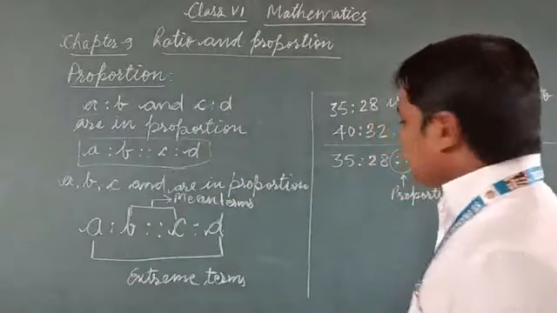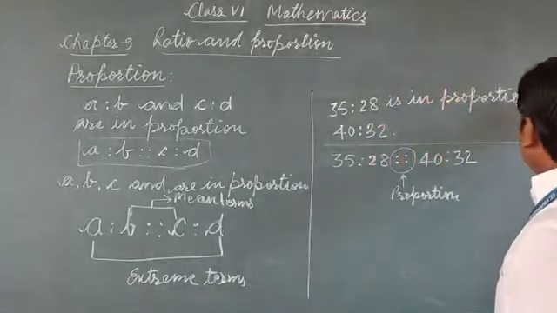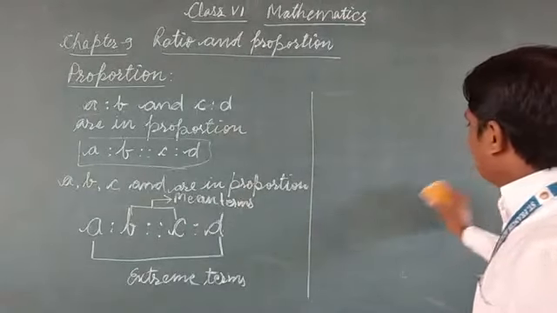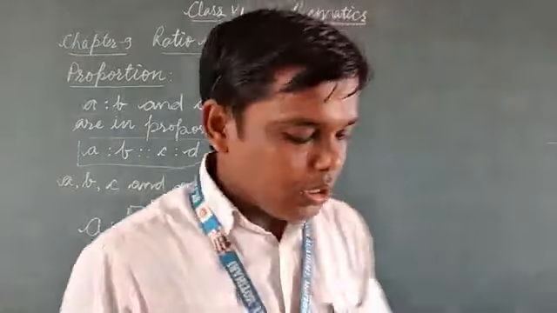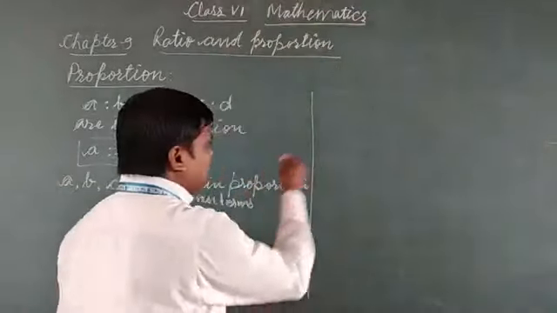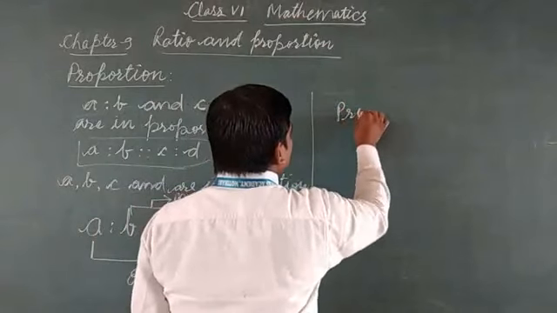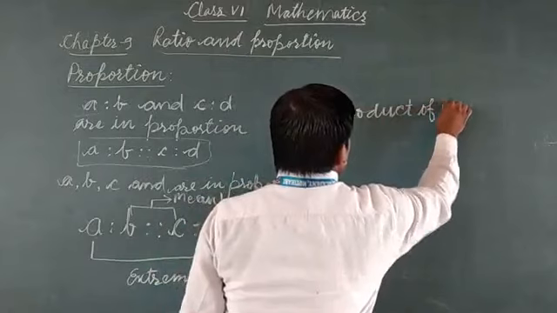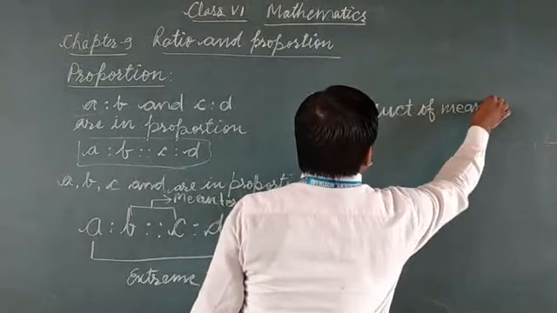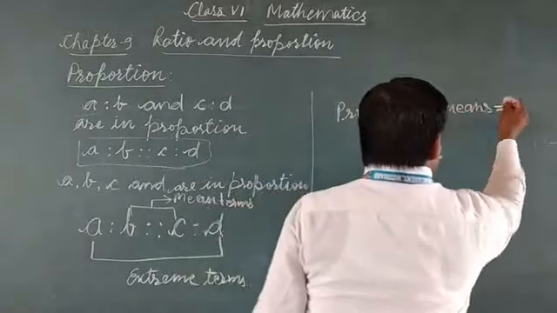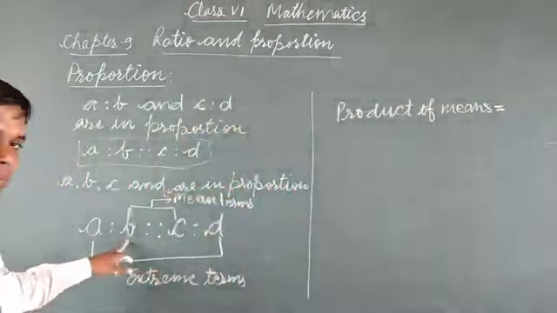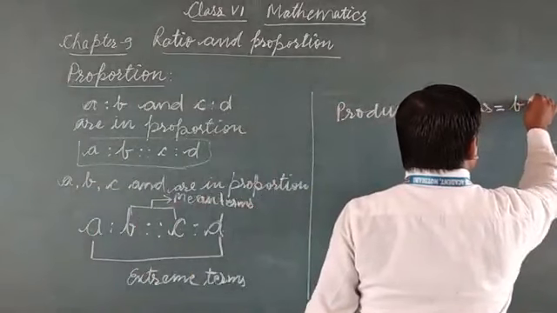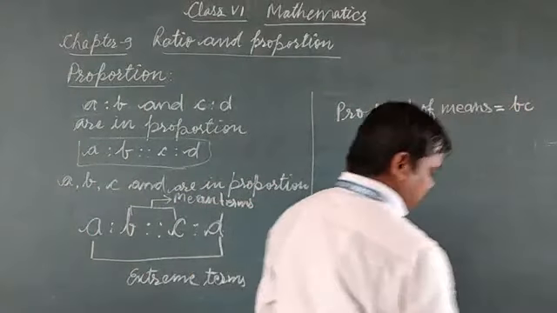That is, two ratios are given to us and it is asked whether these two ratios are in proportion or not. We calculate the product of means. What will be the product of means in this case? Our means are B and C. So, B times C.